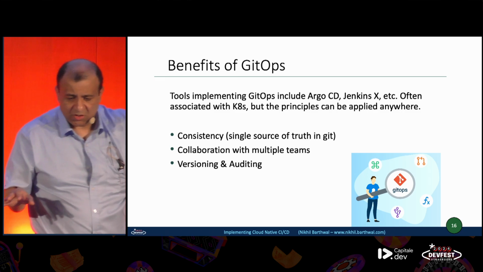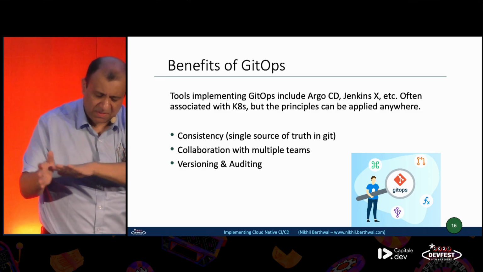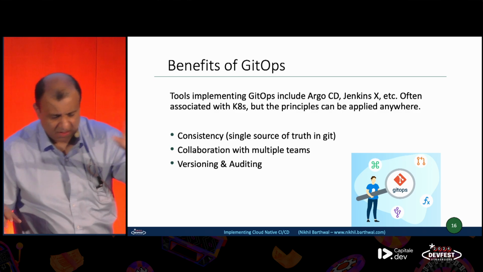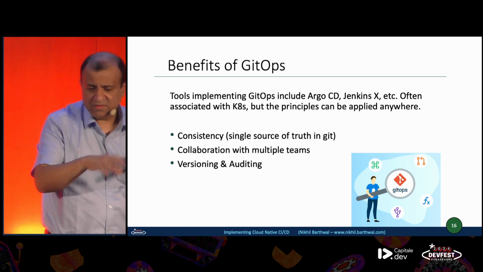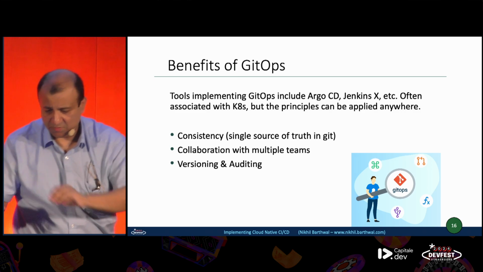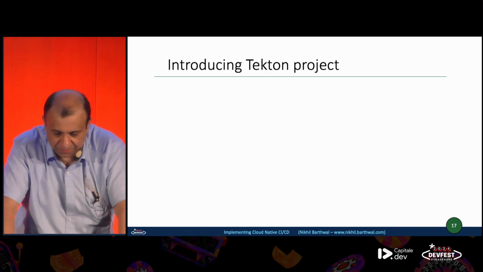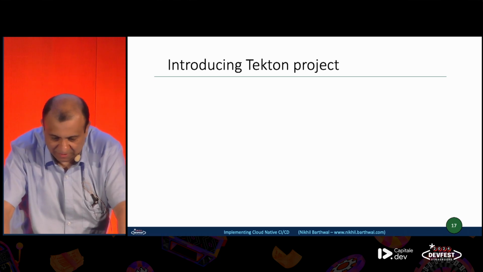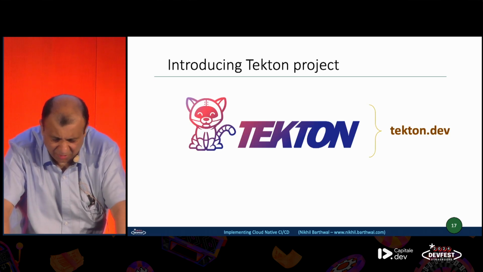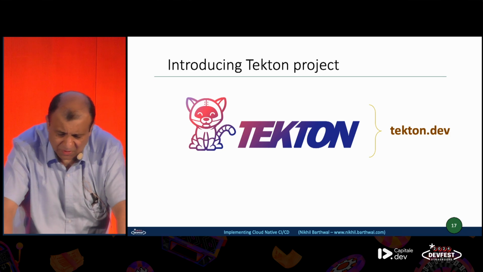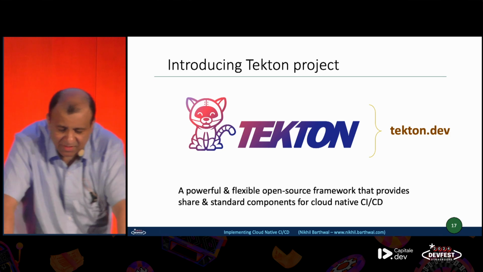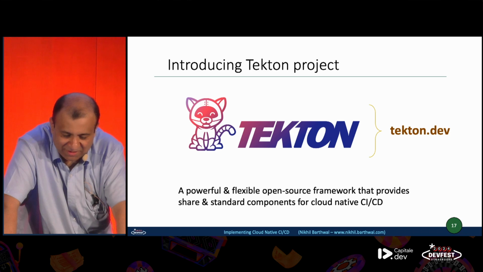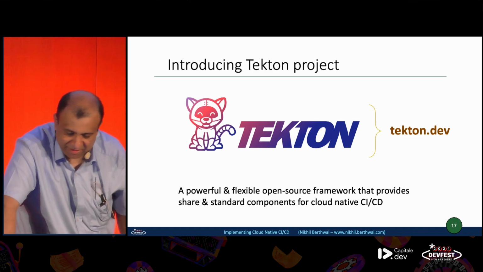So now I'm actually going to move. Up until now, I've talked about the general characteristics and principles and foundations of what cloud native CI/CD is. Now I actually move into some of the common projects that we have. Tekton project was basically the most common project, kind of starting project. There's a website. It's an open source project. The definition is a powerful and flexible open source framework for defining standard and shared components.